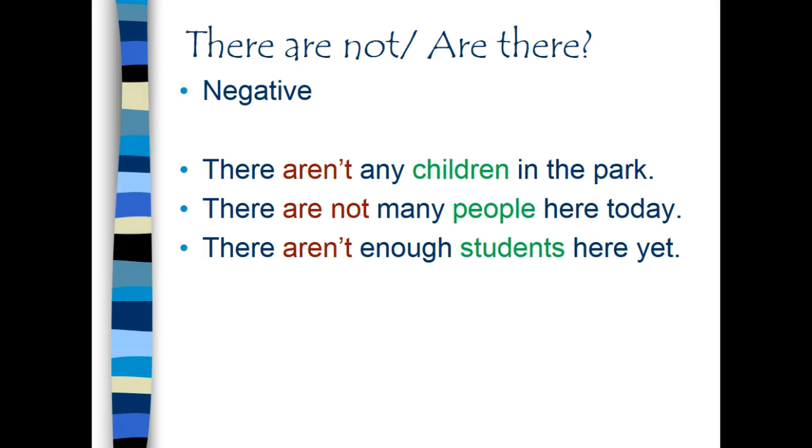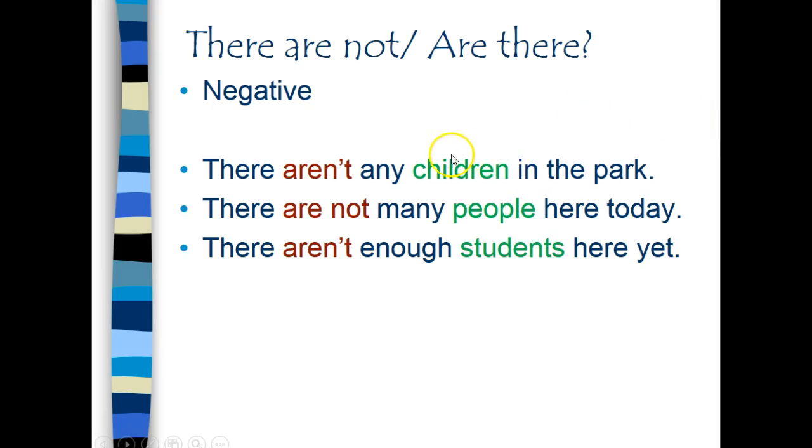To make the expression negative, we do the same thing as with there is. I add the word not. There aren't any children in the park. Aren't is a contraction of are not. There are not many people here today. There aren't enough students here yet.